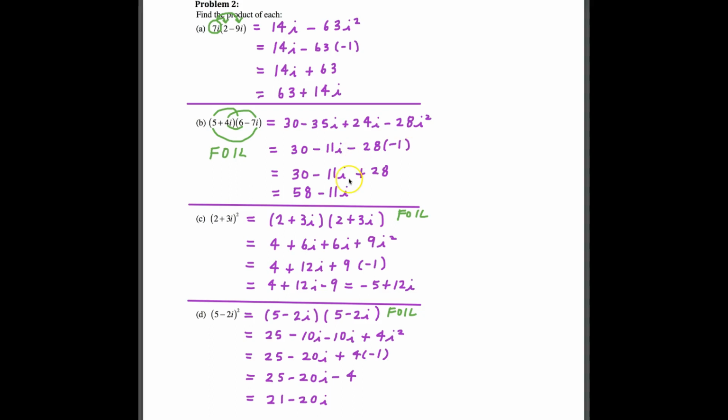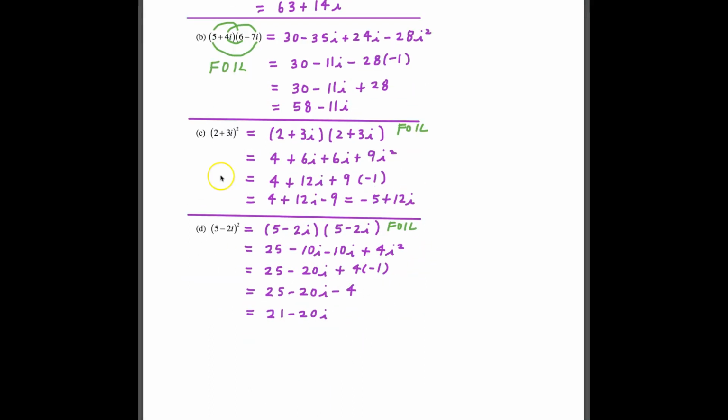Notice that in the third line, we carry down the 30 and the negative 11i, and then I can multiply negative 28 times negative 1 to get a positive 28. I really think these steps are crucial. Of course, you could do them in your head, but the more you write down, the less errors you'll make. The last step then, just group the real parts together, so we get 58, and then include the imaginary part, which is negative 11i.